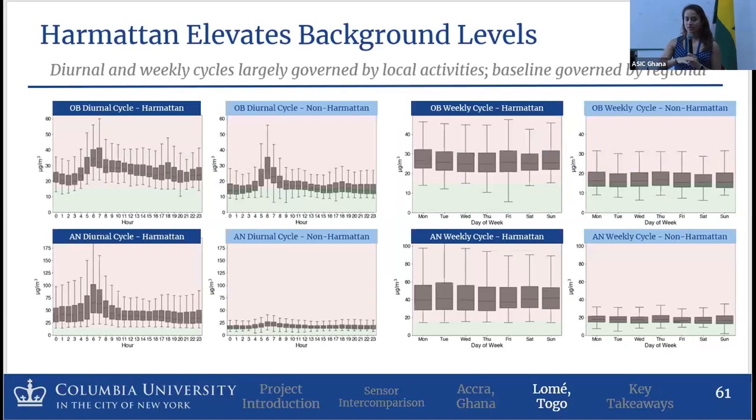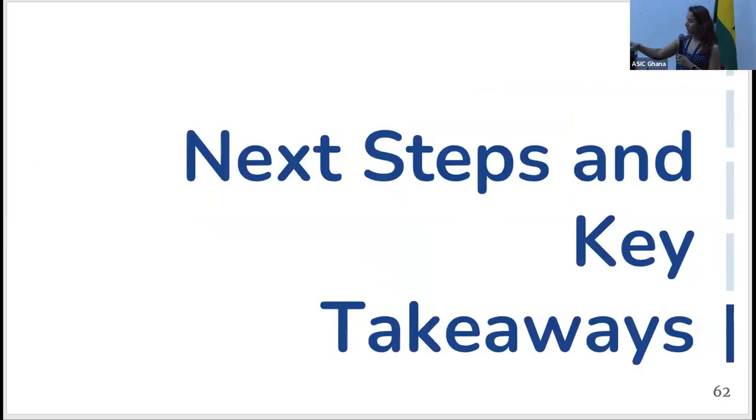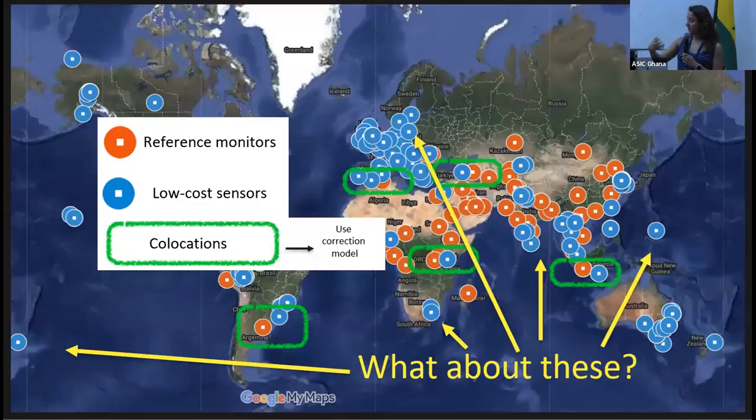And I'm gonna just zoom out and come to our key takeaways based on what we've done. So across the world, we have a bunch of reference monitors, and then we also have a whole lot of low-cost sensors. And in some places, that's great because we have a co-location, we can correct the sensor, and we can nicely get low-cost sensor data that comes close to a reference monitor.